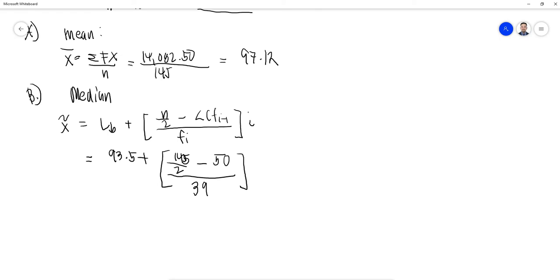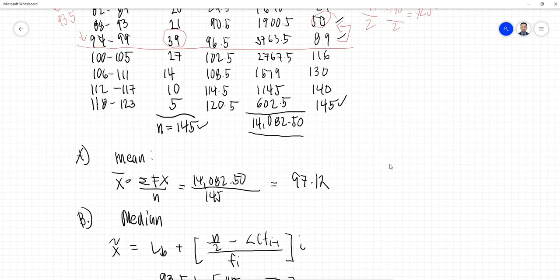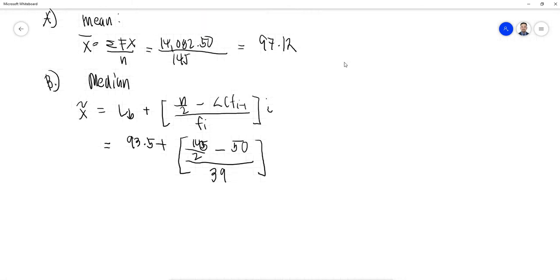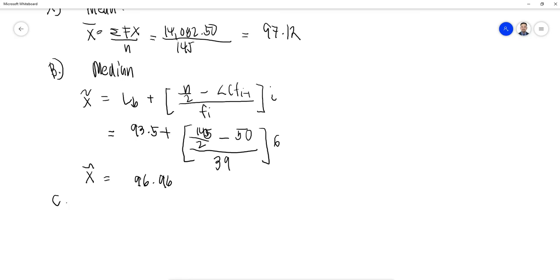Then we multiply it with the class width. The class width is, you count 94, 95, 96, 97, 98, 99. So we have 6 as our class width. Computing this, we will get 96.96 as our median. Next, we compute for mode.